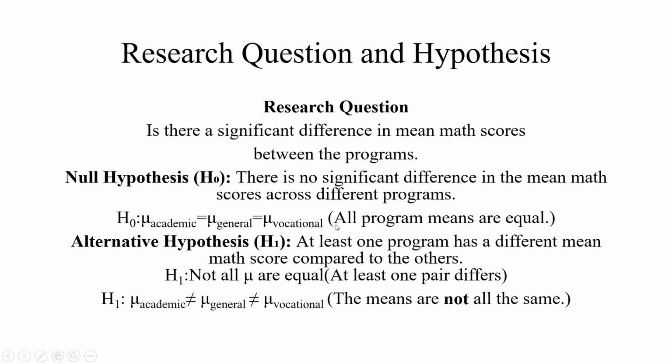Alternative. Just try to recall this word. At least one program has a different mean math score compared to the others. H1 can also be written as not all mu are equal. At least one pair differs. H1: mu academic is not equal to mu general is not equal to mu vocational. The means are not at all the same.